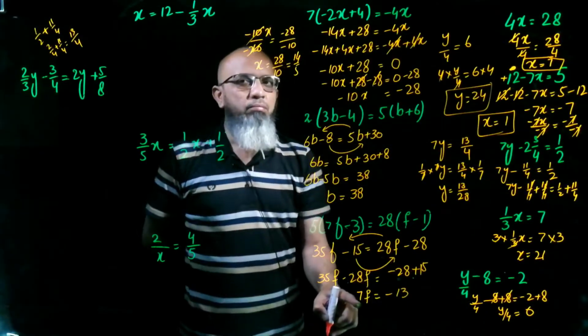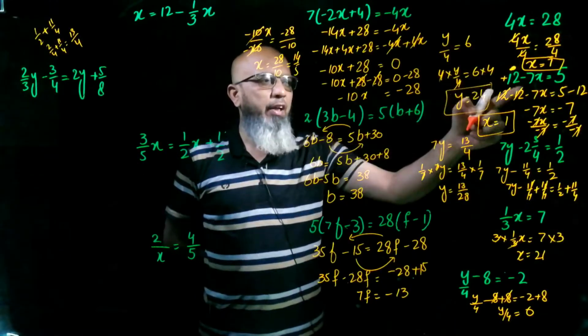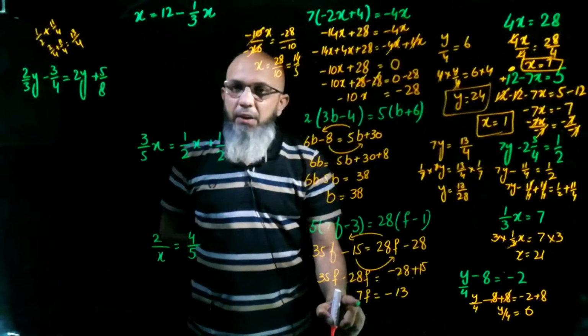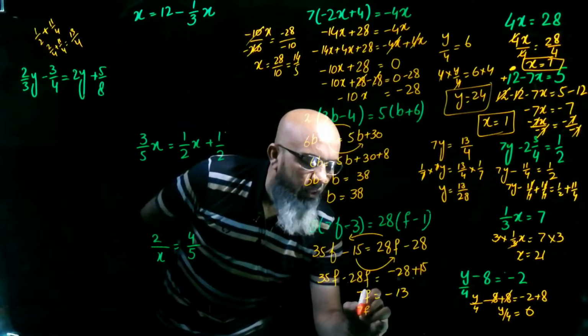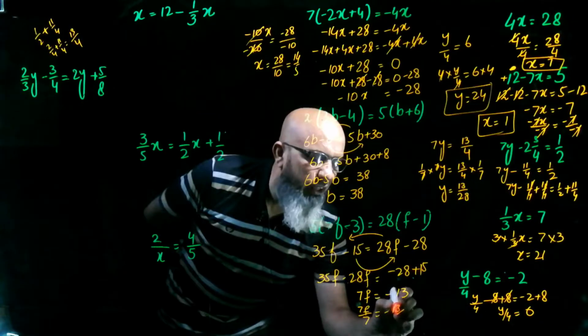Now what do we have to do? We divide by the coefficient. So 7f divided by 7, that is f equals minus 13 over 7.